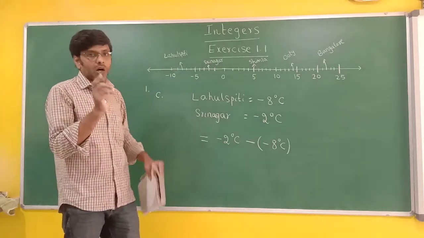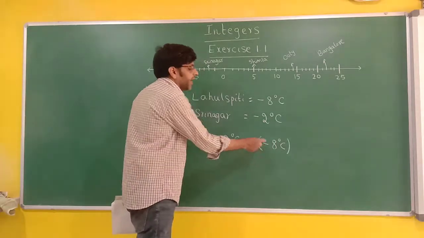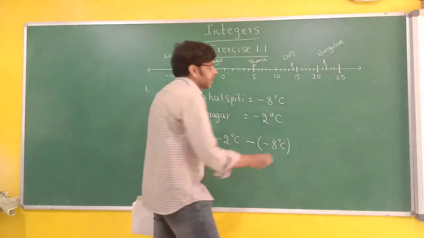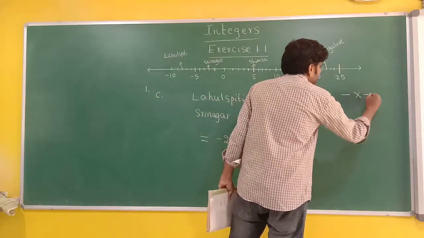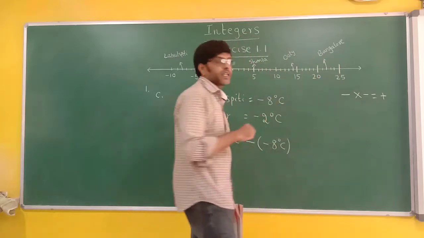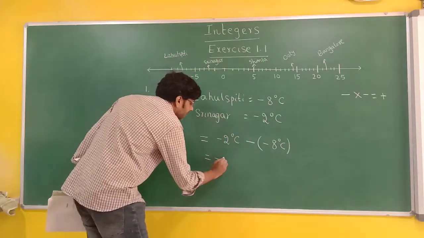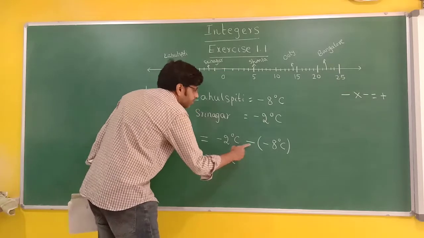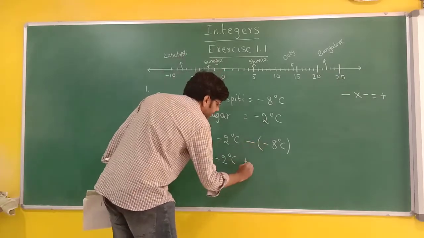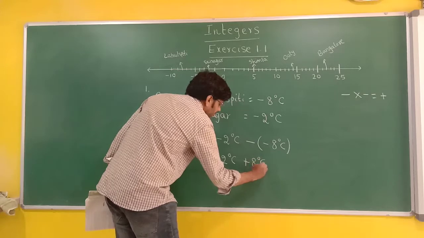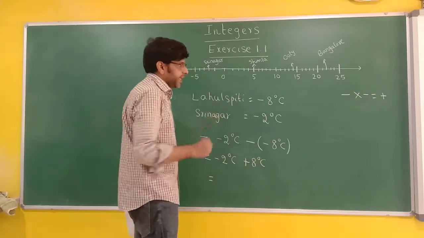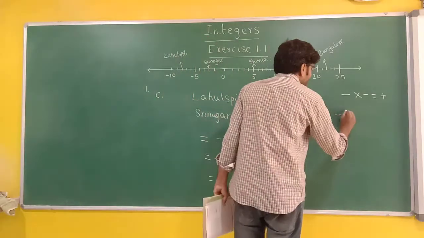Now, I have told you already, minus into minus is plus. This we have discussed in our previous video. So, minus 2 I am writing as it is. Minus into minus is plus 8 degrees. And last step, see, I am doing the last step here.